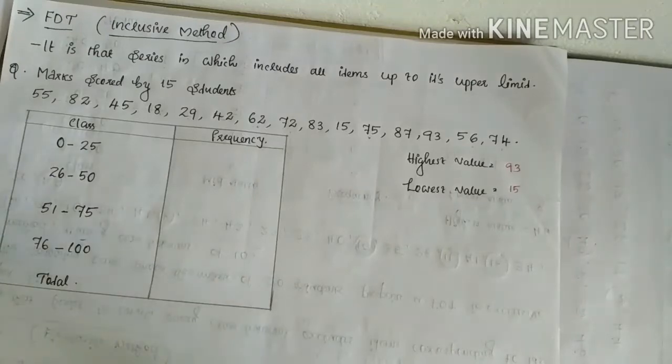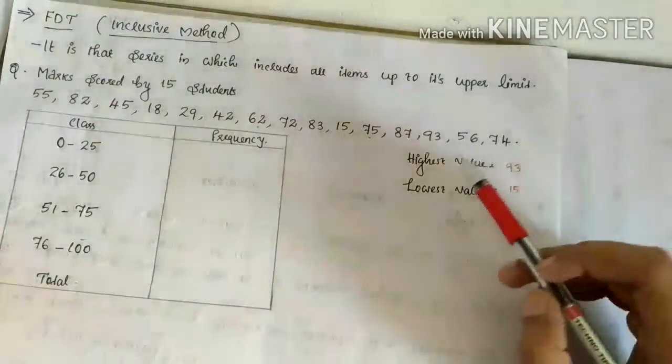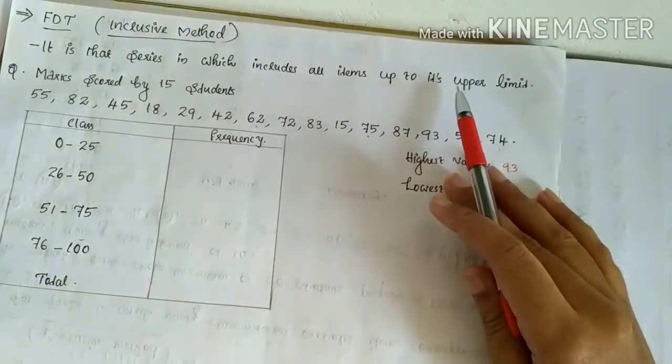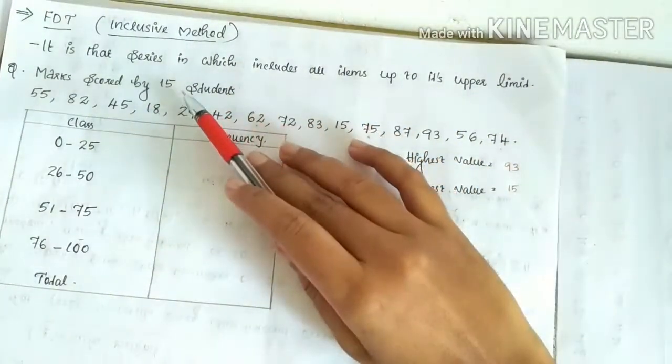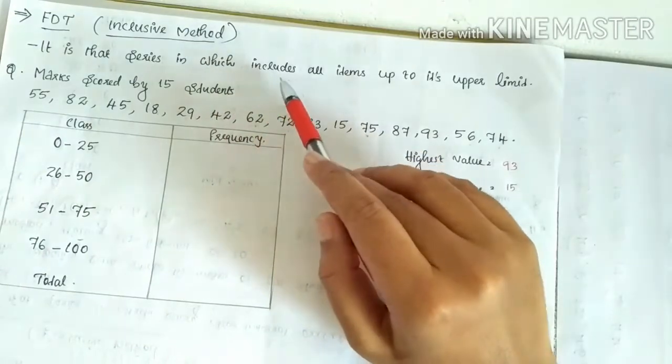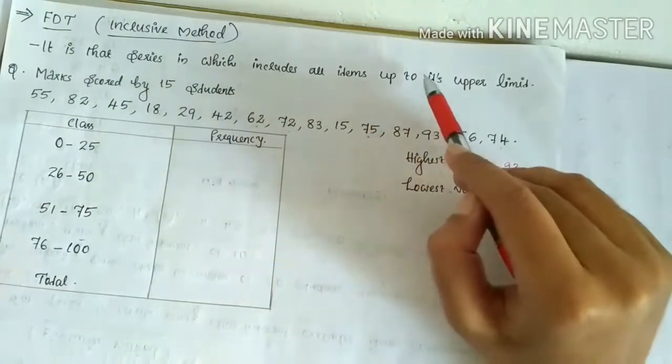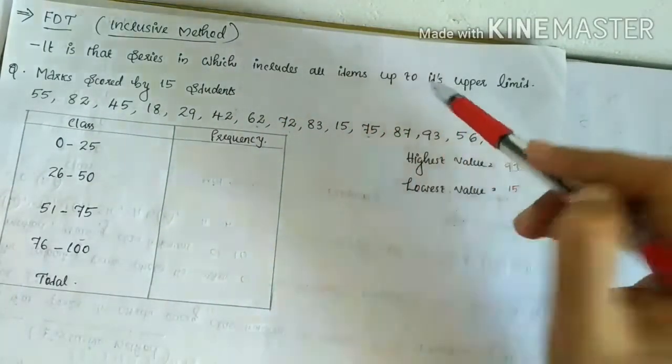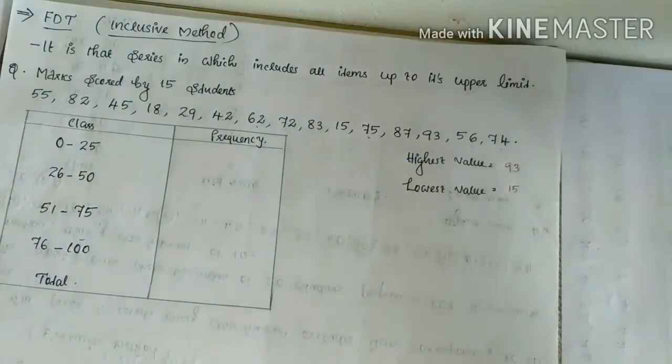So next we are moving on to another type of frequency distribution table, that is, the frequency distribution table in the inclusive method. It is that series in which every class interval includes all items up to its upper limit. That type of frequency distribution is known as the inclusive method. Let's work out a problem.